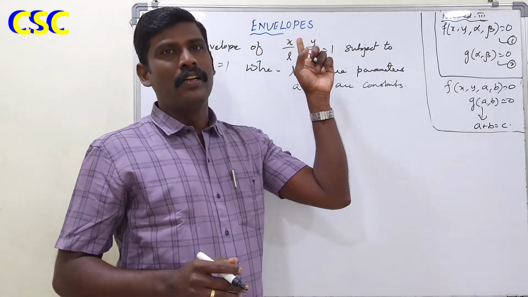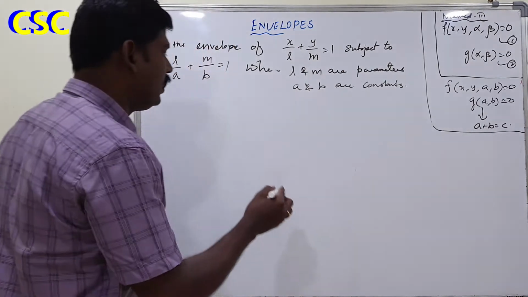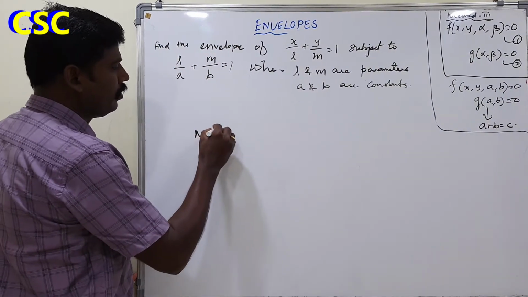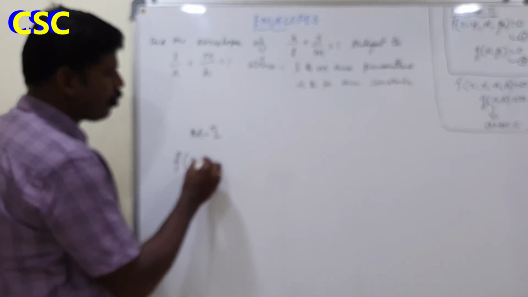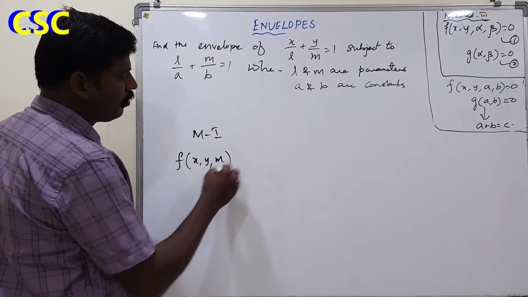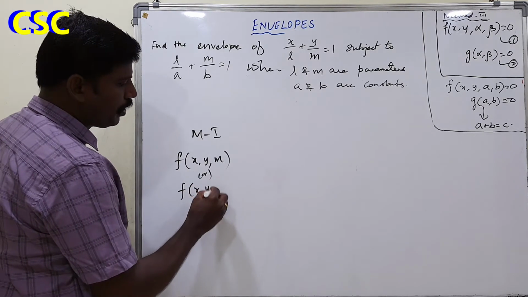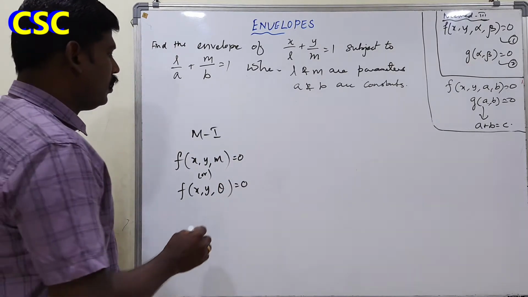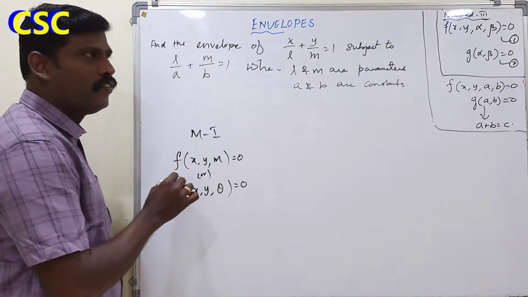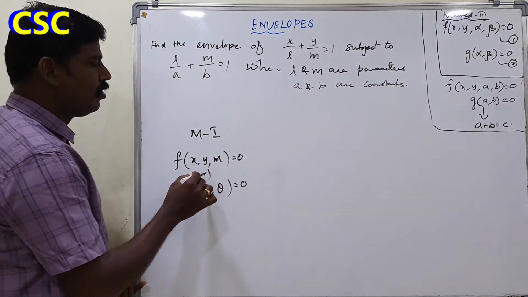There are several methods to find the envelope of a given curve. What are the methods we discussed already? Method 1. What is method 1? The given curve is in the form of f of x, y, theta equal to 0. Right? So this is the family of curves. So the family of curves is given.